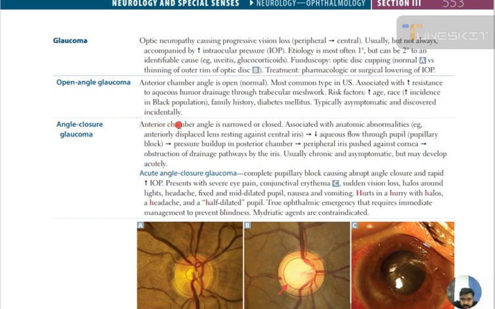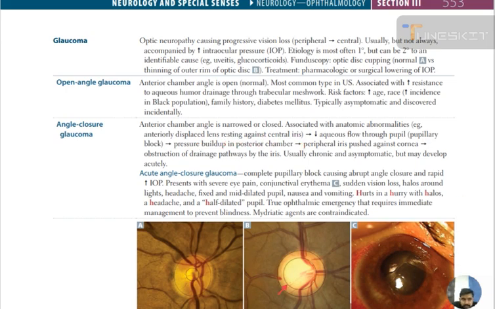In this, the anterior chamber angle is narrowed or closed, associated with anatomic abnormalities, for example, an anteriorly displaced lens resting against the central iris, and in this way the angle would be closed. There is decreased aqueous flow through the pupillary block, so there would be pressure buildup in the posterior chamber.